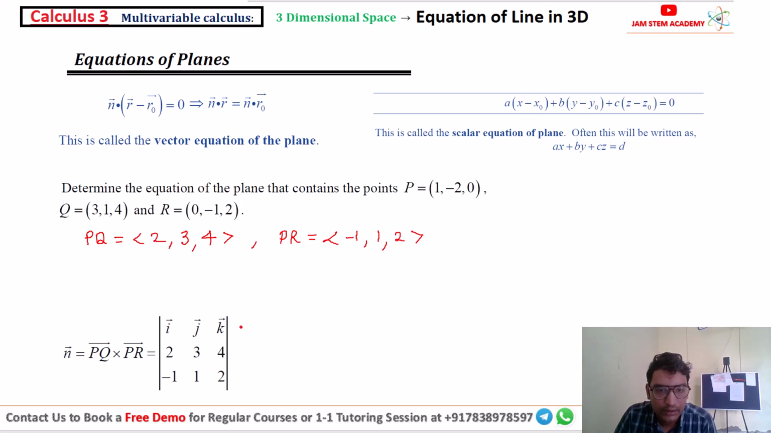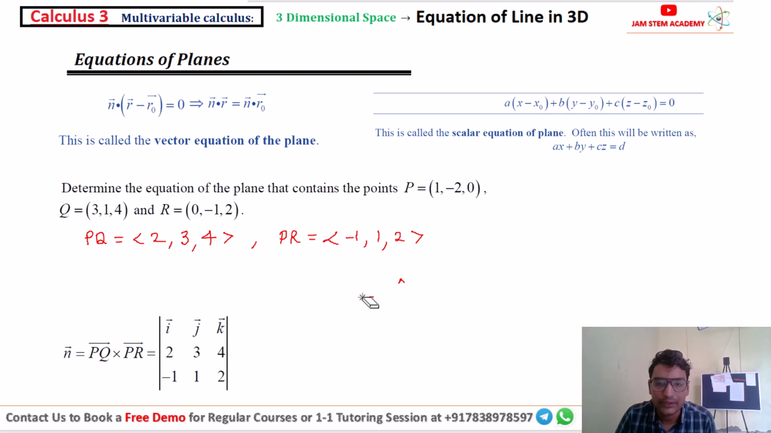So I will get 2 i cap, basically 6 minus 4 for i cap, and minus of what? For j cap, leave the corresponding row and column. What do you get? 4 minus of minus 4 means 4 plus 4, that gives me 8 j cap, with the minus sign. Now for k cap, leave the row and column corresponding to it, and we have 2 minus of minus 3. So 2 plus 3 means 5. So we have plus 5 k cap. In this way we got the normal vector.